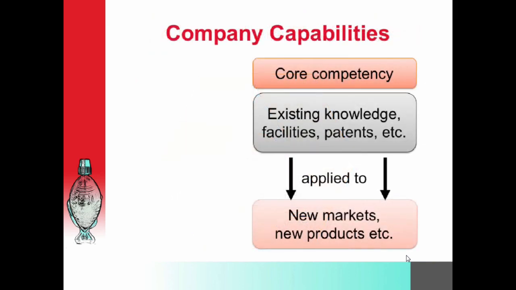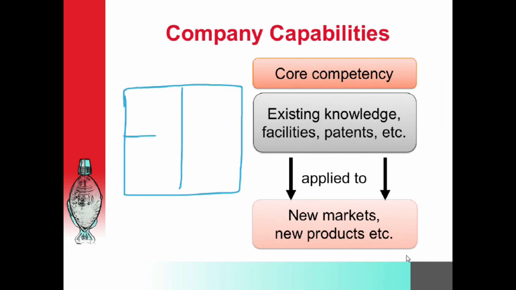Let's start with the company analysis, or company capabilities. Companies need to know what they're able to do, where their strategic assets lie, what their core competencies are. And so a tool that can be helpful in this analysis, it's quite a basic tool, would be a SWOT analysis, where SWOT is an acronym for strengths, weaknesses, opportunities, and threats.